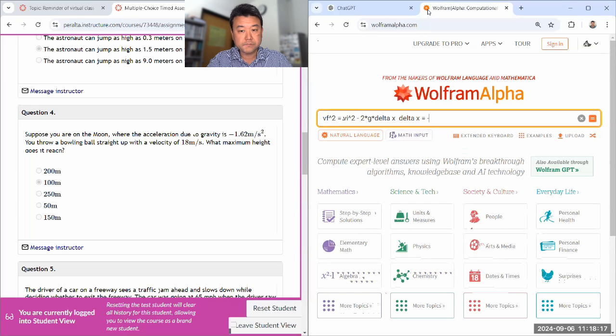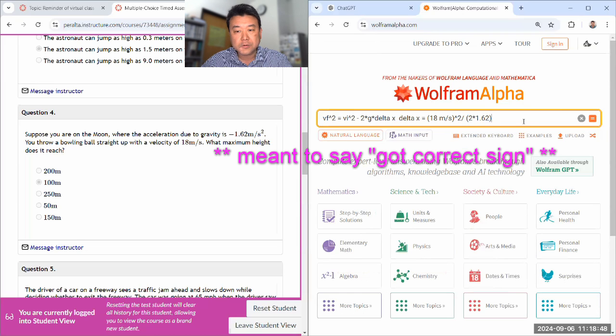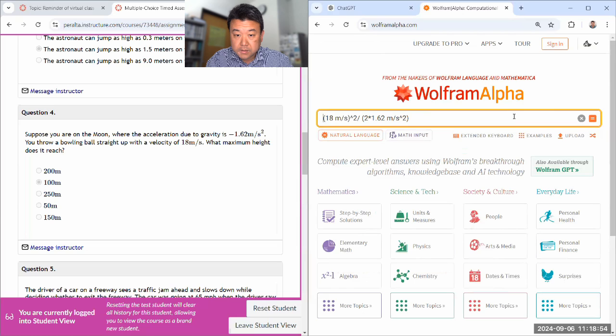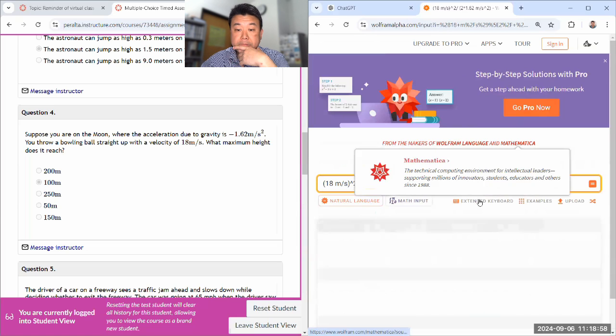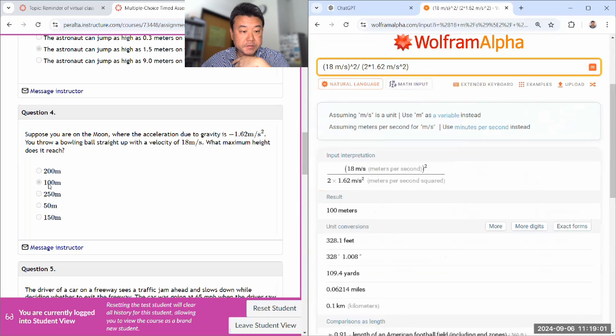0 minus the initial velocity, oh no, that's the wrong number. Minus 18 meters per second, the square of the whole thing, divided by minus 2 times gravitational acceleration. So the 2 minuses cancel, so it's 2 times 1.62. I want to make sure the final answer has the correct units. Okay, so let's have Wolfram Alpha calculate this, and that's 100 meters, so that's correct.